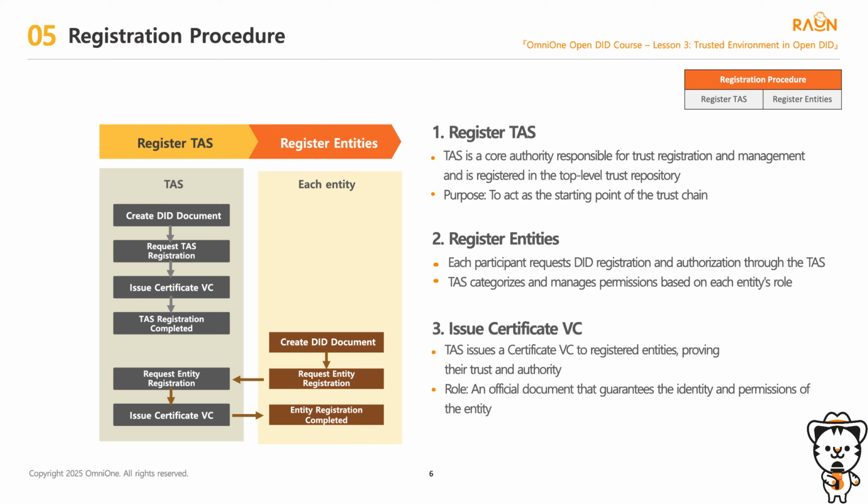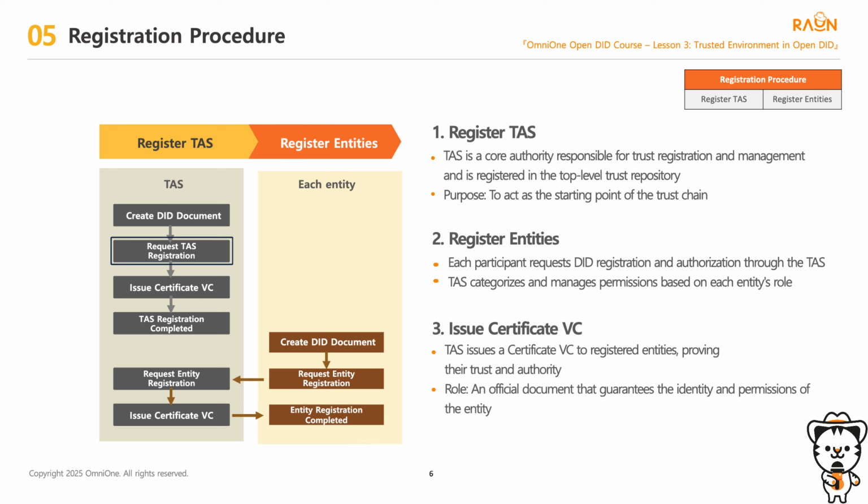Now, let's go into more detail about the registration process. First is the registration of the TAS. The process begins with the creation of a DID document for the TAS. After that, the TAS submits a registration request. But here's something to keep in mind. In a real-world environment, the TAS cannot approve its own registration. Instead, this request must be approved by a committee. That's because, in this system, all trust originates from the committee.